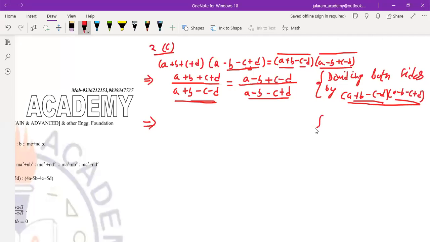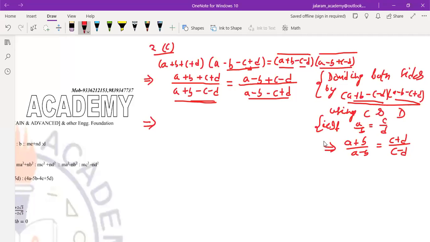Now, if we use componendo and dividendo, you can write C and D. But if you write C and D, you have to also write, that is, if A by B equals C by D, it implies A plus B upon A minus B equals C plus D upon C minus D.